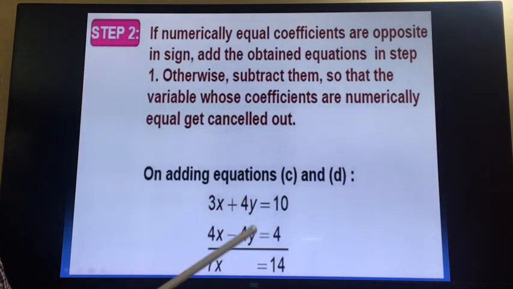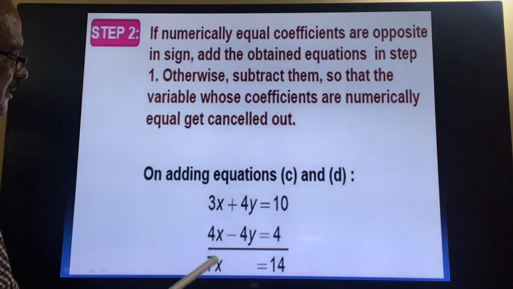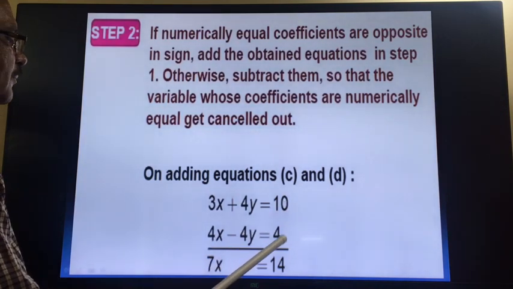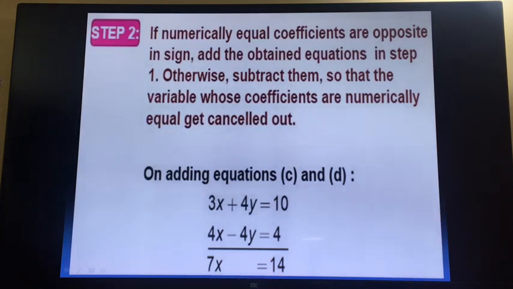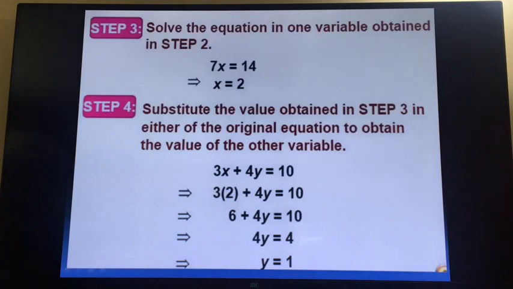So 4y positive and 4y negative will be cancelled. Now we get 3x plus 4x is equal to 7x. On the right side, 10 plus 4 is equal to 14. So 7x is equal to 14. So x is equal to 14 by 7, that is 2. So we get the value of x is equal to 2.